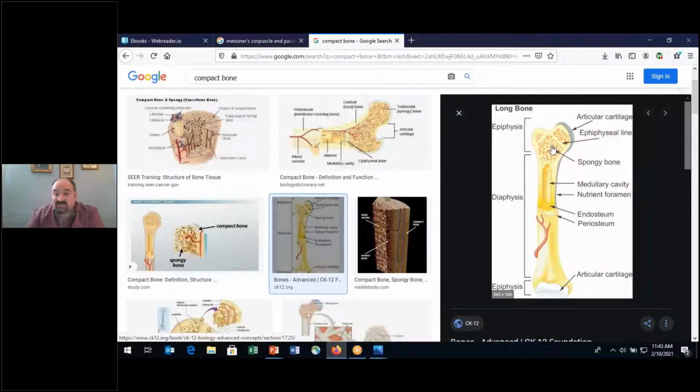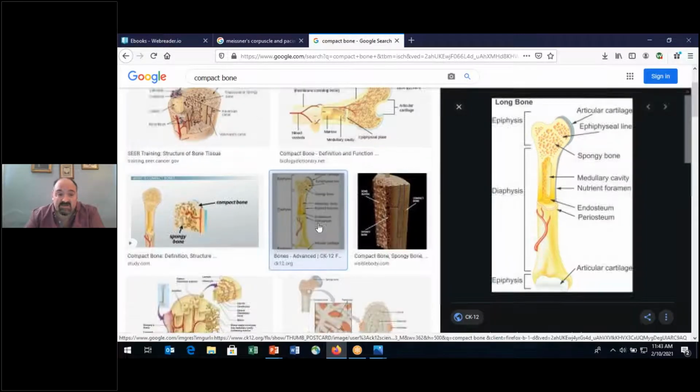It synthesizes blood cells. The yellow marrow present within the medullary cavity is adipose tissue, and when there's a need for more red marrow, this yellow marrow can become red marrow. Okay? If we need more blood cells being produced, being synthesized.